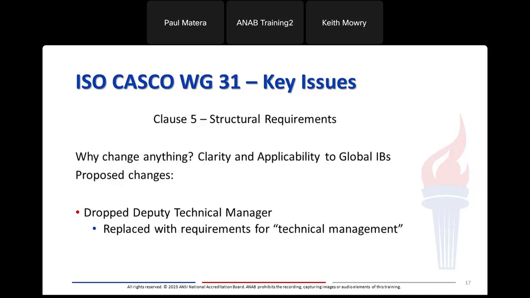All right, so clause 5, structural requirements. We changed it because a lot of the comments we were getting back from the ISO members that were originally surveyed on the standard was clarity and applicability to global inspection bodies. So one of the changes is to drop the deputy technical manager, and then updated the requirements for what a technical manager is. So there'll be no more requirement currently as proposed for a deputy technical manager. We'll still need a technical manager, but they will not need a deputy. Okay, next slide.